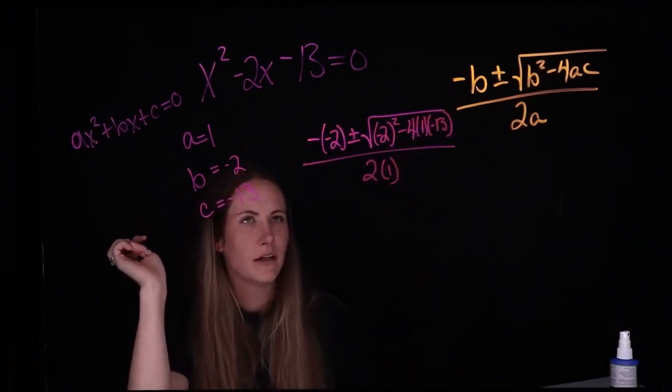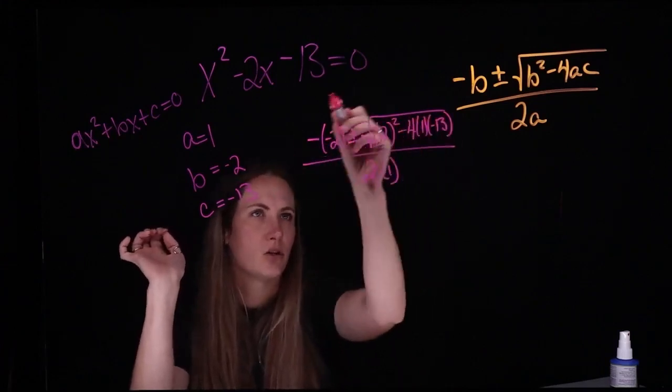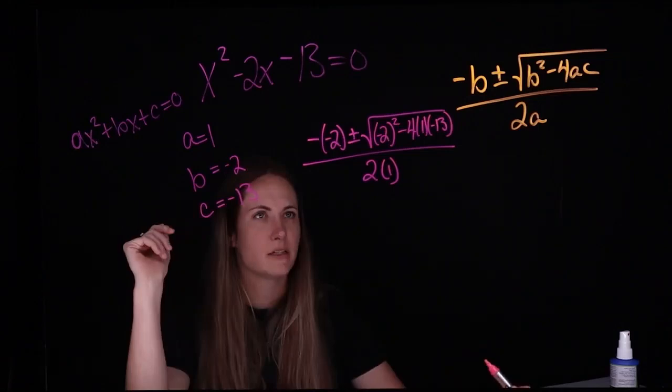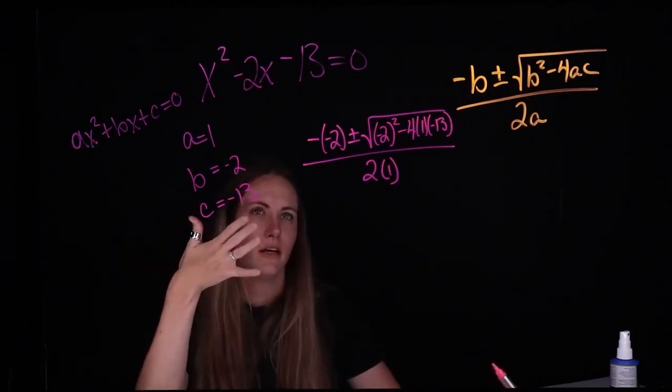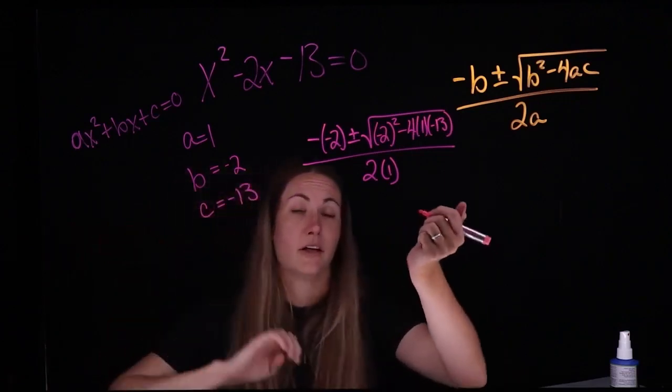If you have a TI-30XS MultiView, you can type this directly into it, but you'll have to do a plus and then a minus. It doesn't have the plus minus. And it'll give you the answer, simplified, radical, and all. I don't have a calculator on me.